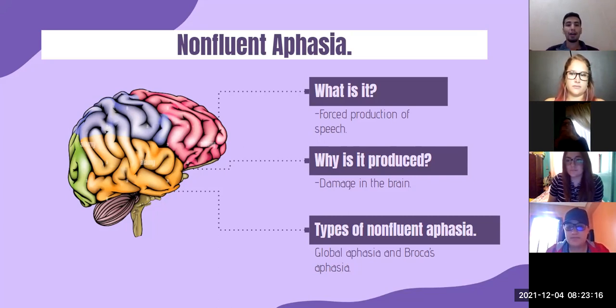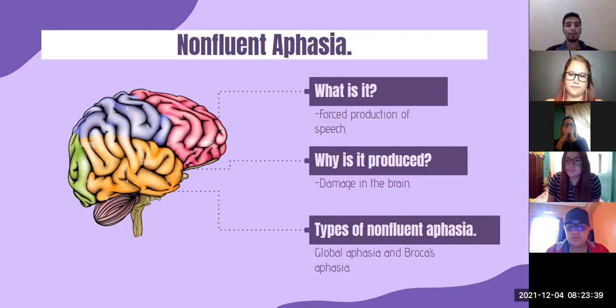Then we have types of non-fluent aphasia. In this case, we have two types or subtypes. The first one is global aphasia, which basically is when the person is completely mute. They cannot speak at all.